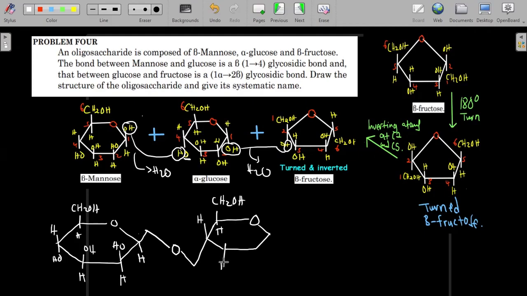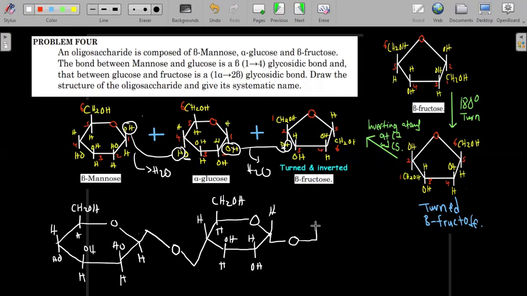Here we are going to have H and then OH. Then there we're going to have OH and then H. And then here there was another reaction. So this OH reacted, so we are just remaining with the H on top there. And then this OH reacted with the what? The hydrogen from the turned and inverted beta fructose. So what we are going to have there is a line joining the oxygen that remained here, and then another line that goes to the structure for the turned and inverted beta fructose.